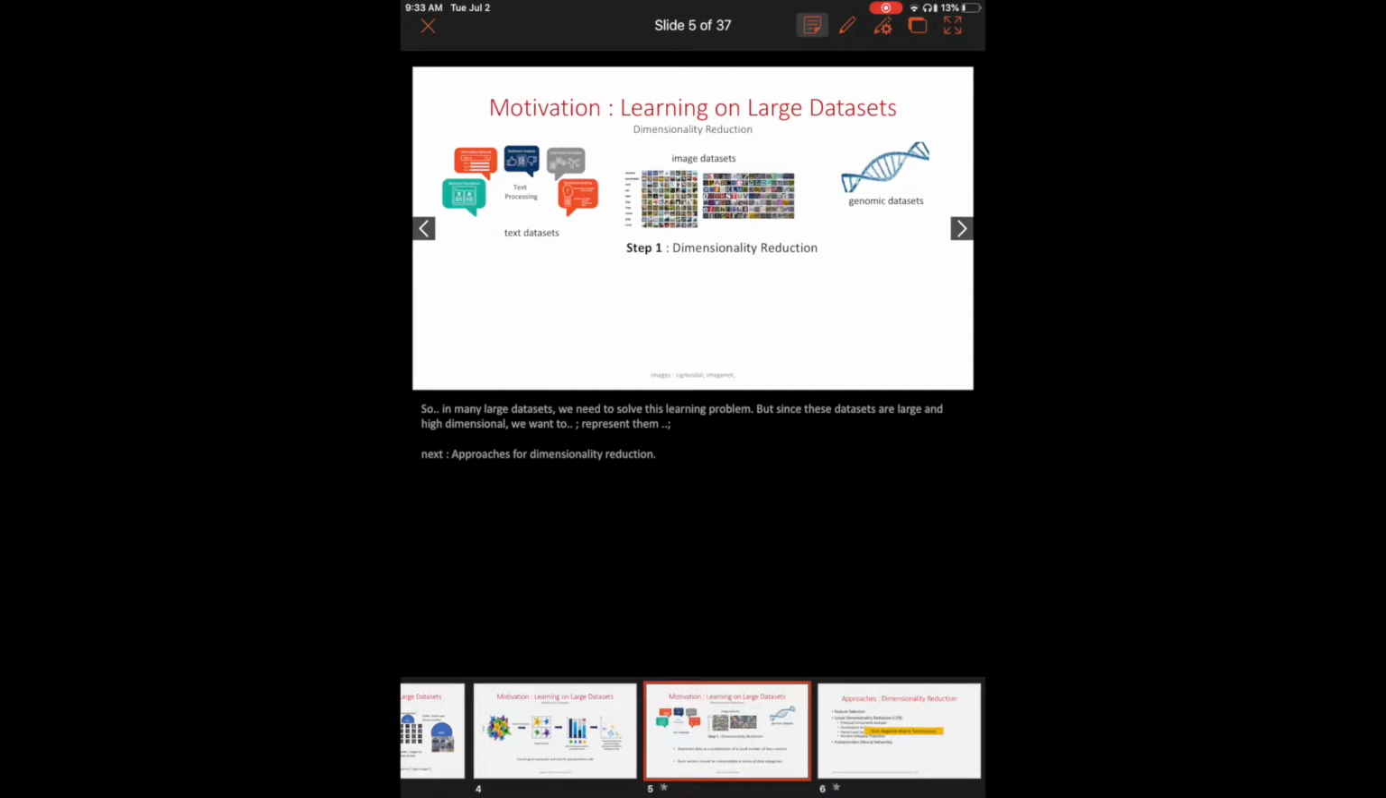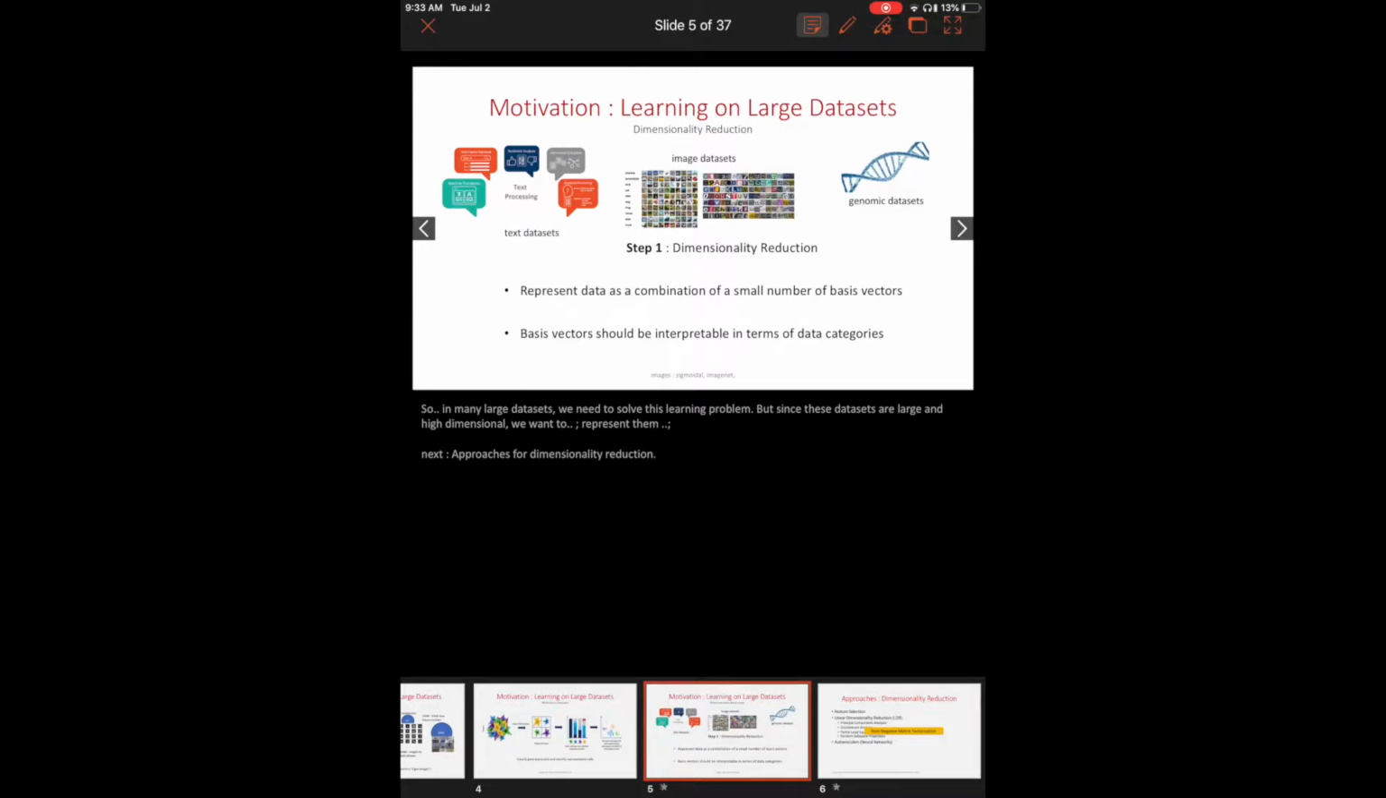So for large datasets, we want to represent each data point as a convex combination of a small number of basis vectors. And we also want these basis vectors to be interpretable in terms of categories of the data.